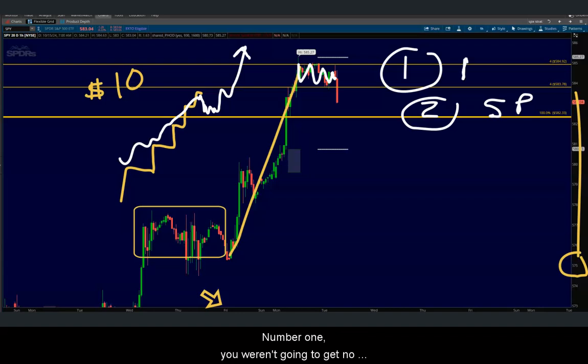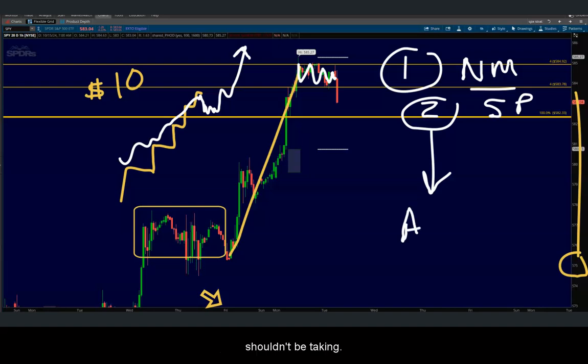Number one, you weren't going to get any momentum to the upside. Okay. So by just reading this contextually, what does that help you do? Number one, you avoid taking trades you shouldn't be taking. Okay. And I'm going to give you a real example of this here in a second.